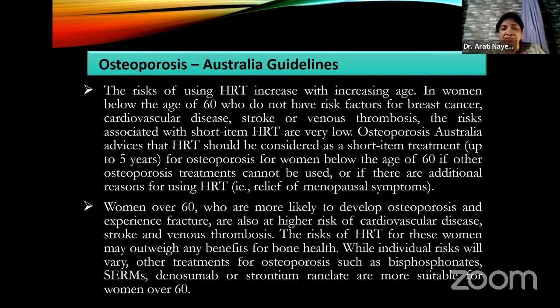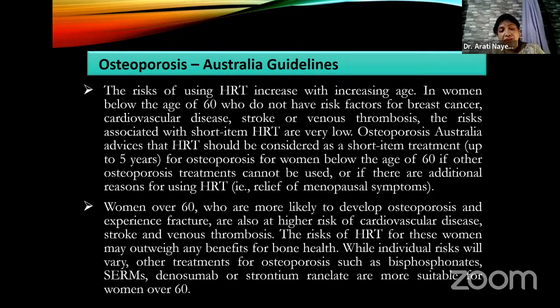Osteoporosis Australia advised that HRT should be considered as a short-term treatment for osteoporosis for women below the age of 60 if other osteoporosis treatment cannot be used. That means HRT can be used for osteoporosis management in women less than 60 years, where the risk of thromboembolism, cardiovascular disease and stroke is less, and where other osteoporotic management like medical management fails. In that situation, we can use it.